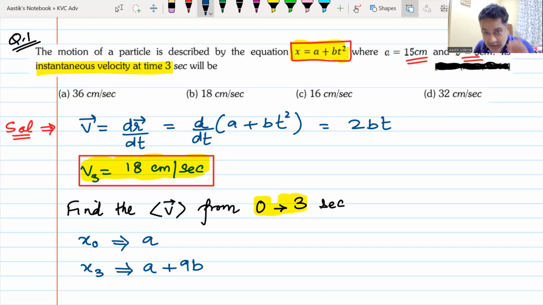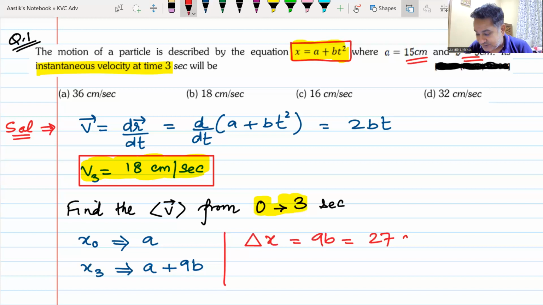Now I find total displacement, delta x or delta r. Final position minus initial position. So what is the total displacement? It is 9 times b. Yes or no? Yes, sir. 9 times b. b is how much? 3. So 9 into 3 is 27. Total displacement is plus 27, in the same direction. Yes or no? Yes, sir. Now can you tell me, my dear friends, what is the average velocity?